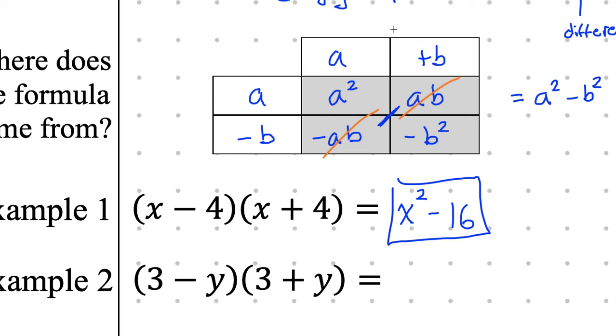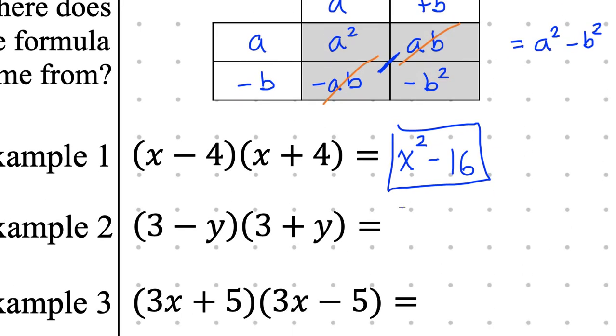Let's try another one. 3 minus y times 3 plus y. Yeah, Ulysses. So would it be 9 minus y to the power of 2? It is indeed 9 minus y to the power of 2. Thank you.